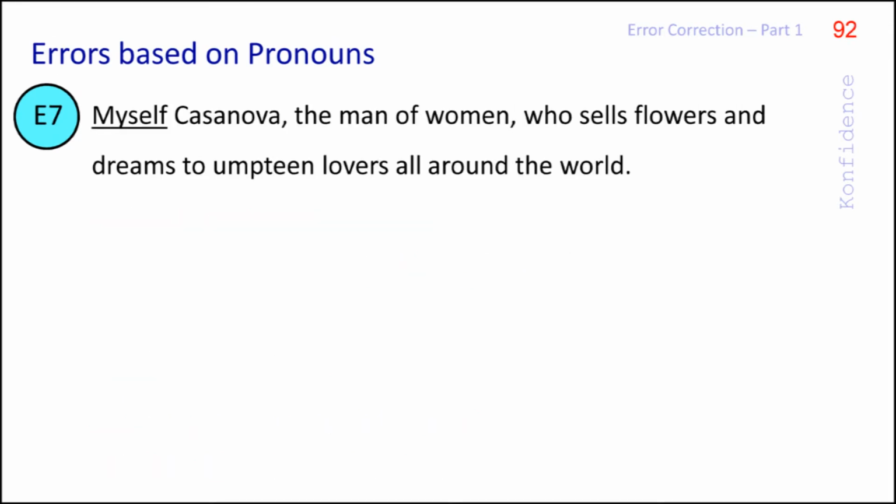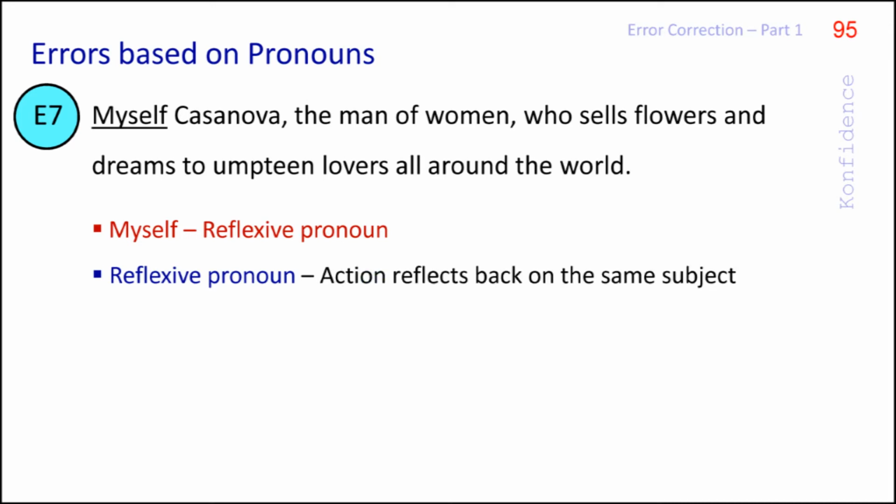The second sentence starts with myself. Myself is a reflexive pronoun. Reflexive pronouns are used when a subject creates an action that reflects back onto the same subject. In this situation, both subject and object are the same.